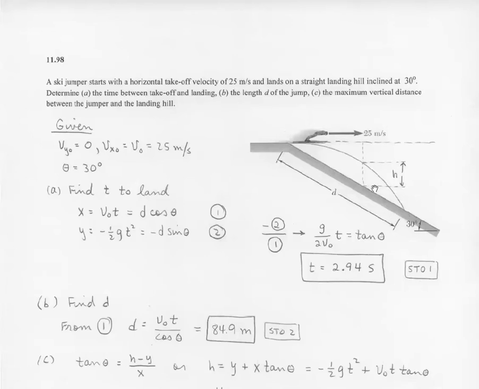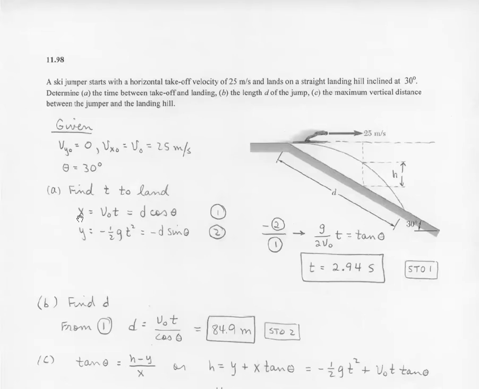The length of the jump, D, located at this distance here, and then the maximum vertical distance between the jumper and the landing hill. All right, so the givens: the initial y velocity is 0, the initial x velocity is v naught, which is 25 meters per second. We're given theta, the incline angle. It wants us to find the time to land in the A part.